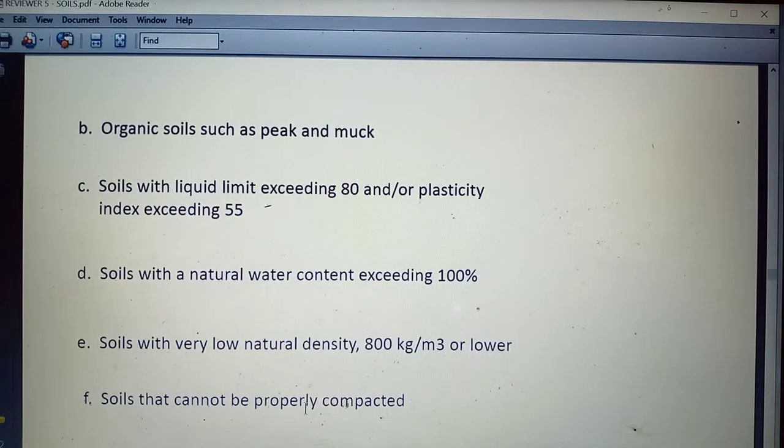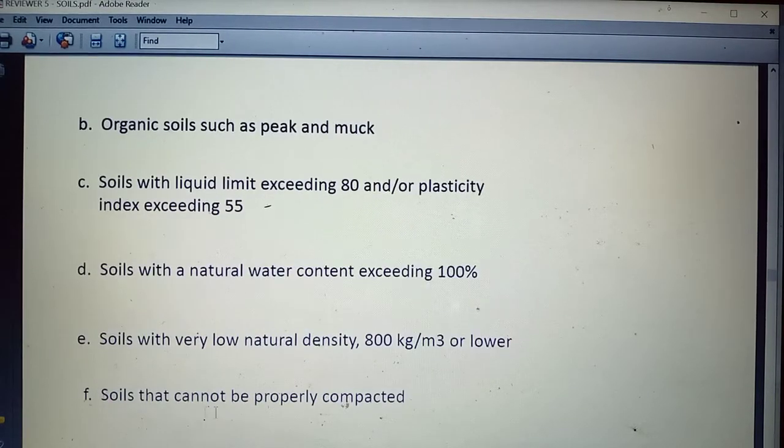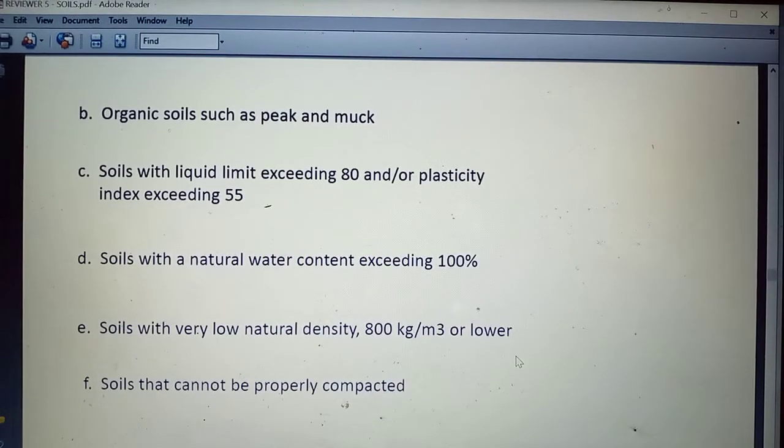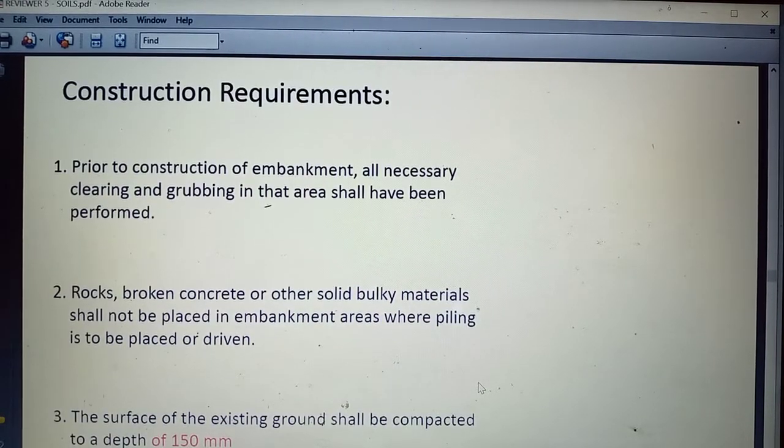And then soils that cannot be properly compacted, so hindi rin pwede kapag soil mo is hindi nakukompact. Ibig sabihin, may type ng soil na kahit anong compact mo, hindi talaga siya nakukompact. Okay? Maintindihan nyo yan kapag meron na rin kayong experience. So, just take it as it is.